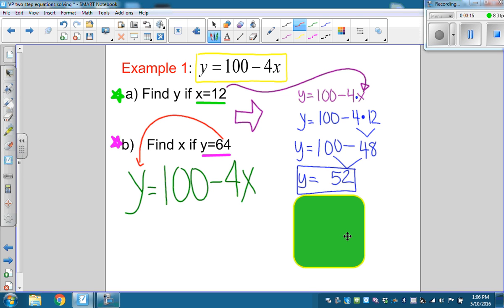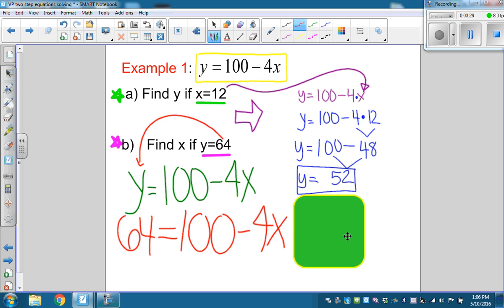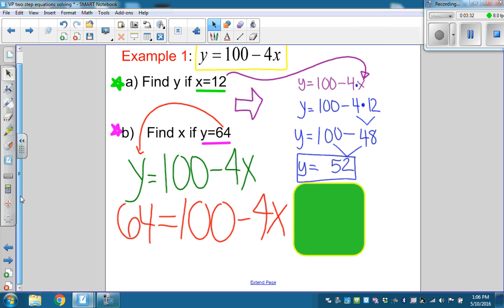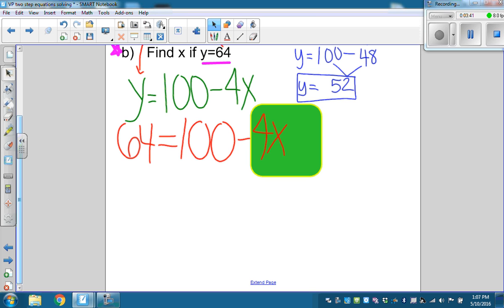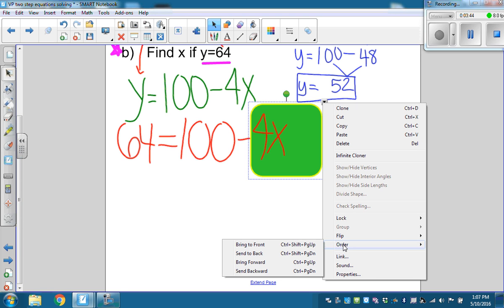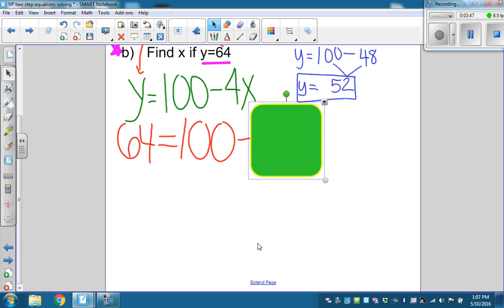So we have to work backwards to solve this equation. We have to put the 64 in place of the y. So 64 is equal to 100 minus 4x. When you solve a problem like that, the idea is to figure out what x value makes the right-hand side 100. So if we imagine this is just a missing value, what number would we have to take from 100 to get 64?